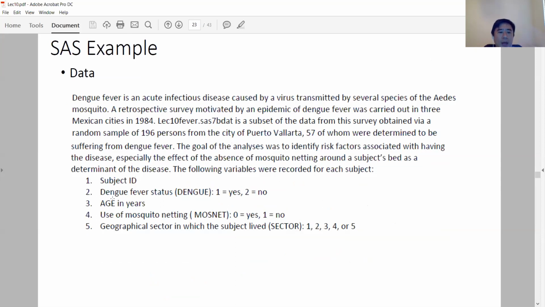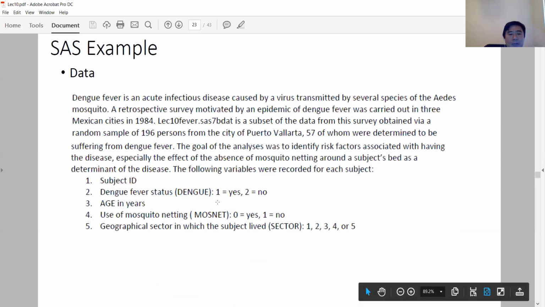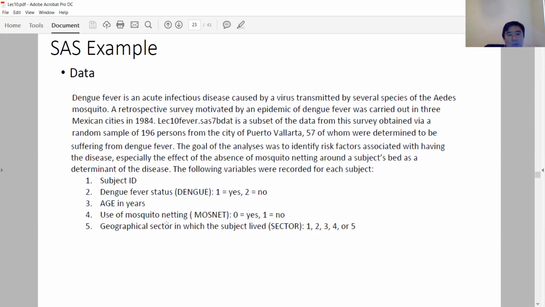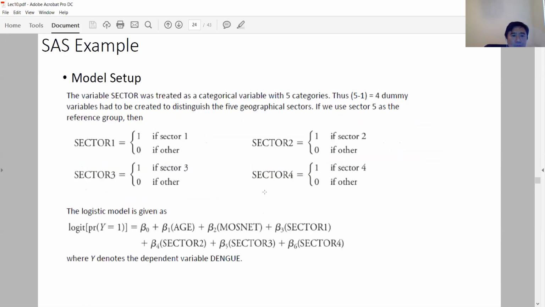And here you have three different predictor variables: age, the use of mosquito netting, and the geographic location. The geographic location is a categorical variable with more than 2 categories. Mosquito use is a binary variable, and age is continuous. The infectious status, the dengue fever status, is 0 and 1, though it was originally coded as 1 and 2. It is binary data we can use.